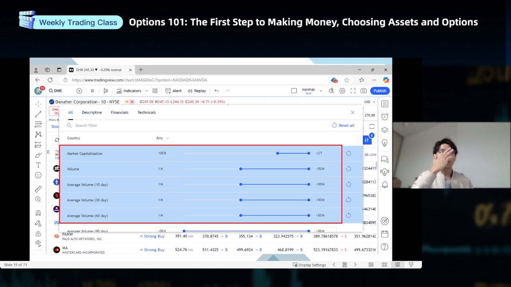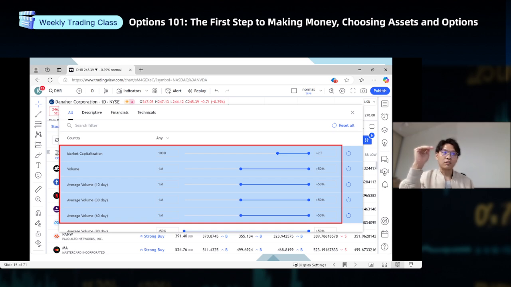So we will make sure we're choosing a market cap above 100 billion, and then afterwards we'll adjust the volume to a minimum of 1 million. And the average volume for 10 days, 30 days, and 60 days will all be required to be above 1 million. You might wonder why 1 million? Because we need high volume for us to get in and get out without any problem.